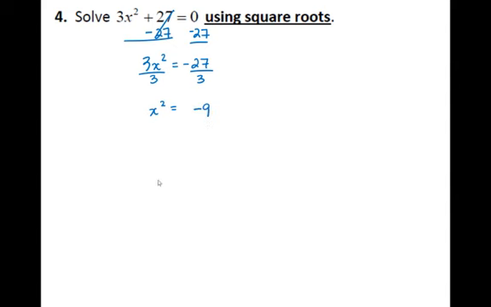And now I can use the square root, because the square root will cancel out the squared unit. Don't forget your plus or minus. So x equals plus or minus. The square root of 9 is 3. The square root of negative 9 is 3i. So two imaginary answers. X equals plus or minus 3i.